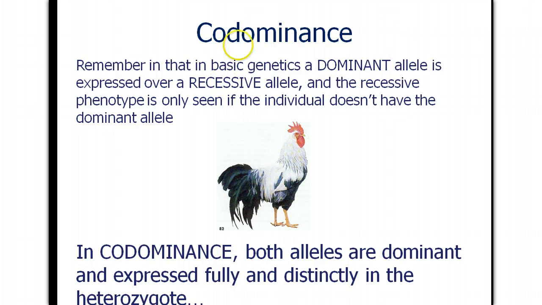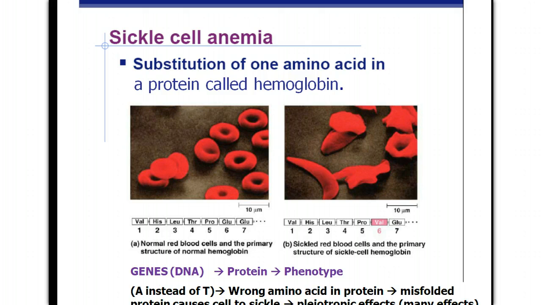All right, codominance. Remember that in basic genetics, a dominant allele is expressed over a recessive allele, and if you have the recessive allele, you don't have the phenotype. However, in codominance, both alleles are dominant and expressed fully and distinctly in a heterozygote. Here we have the black and white feather allele in chickens, and the chicken will have both the black and white feathers expressed equally, because black and white feathers are codominant in chickens. Now, don't confuse this with incomplete dominance. Incomplete dominance is a blending, like paint. So if feathers were incomplete dominance, then you'd see gray feathers, but that's not the case. Codominance is a little bit different.